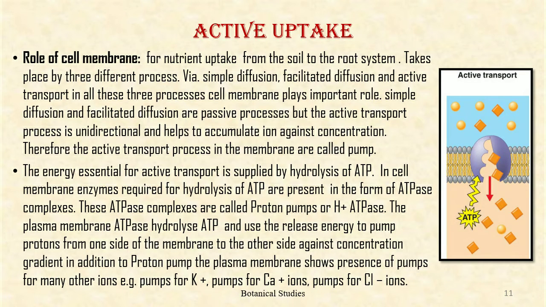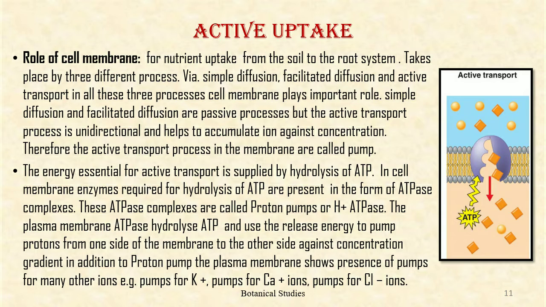Role of cell membrane in active uptake. Let us discuss the role of cell membrane in active uptake. Nutrient uptake from the soil to the root system takes place by three different processes: simple diffusion, facilitated diffusion, and active transport. In all these three processes, the cell membrane plays an important role. Simple diffusion and facilitated diffusion are passive processes, but the active transport process is unidirectional and helps to accumulate ions against concentration. Therefore, the active transport processes in the membrane are called pumps.